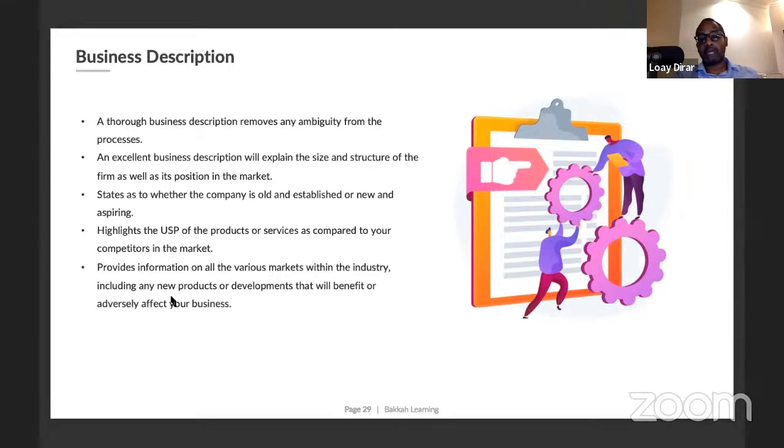And it provides information on all the various markets within the industries, including new products and developments that will help and benefit or adversely affect your business. So you need to look at other products in the market. By the way, the most concerning products in the markets are the ones that we call cannibals. Sometimes you introduce a product, but your product can easily get cannibalized by other products that are quite similar and close to your product.